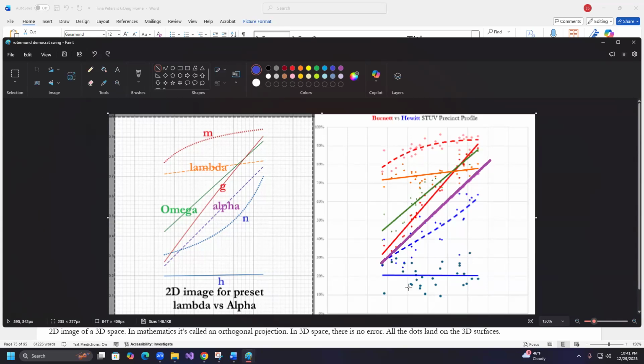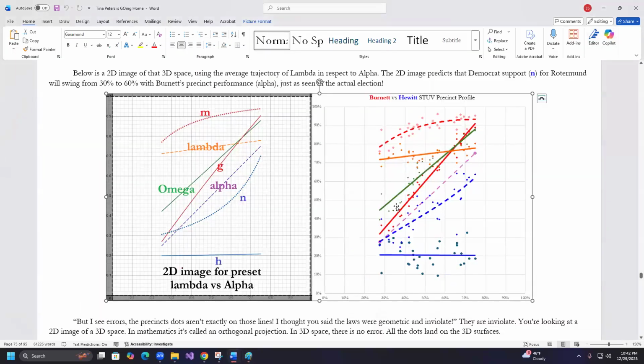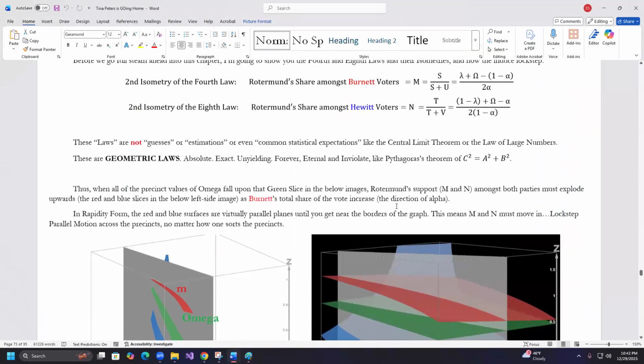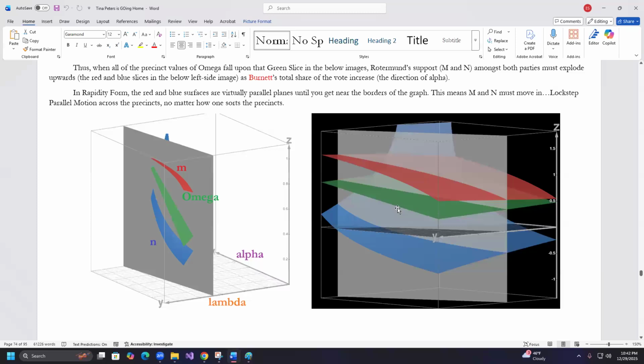So where does this spooky action at a distance come from? All this lockstep parallel motion, and Democrats magically changing, going from hating Rotterman to loving Rotterman depending on how Barbara Haney does. How does that happen? I'm going to show you the actual mechanism. This is a little high IQ, but it's called a manifold.